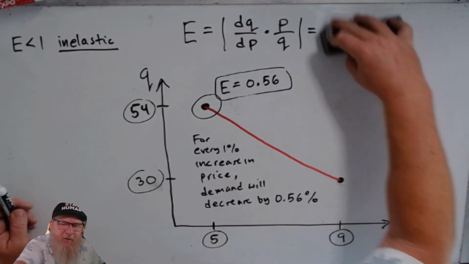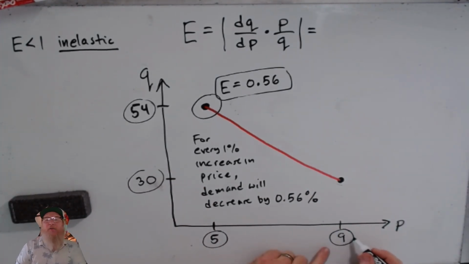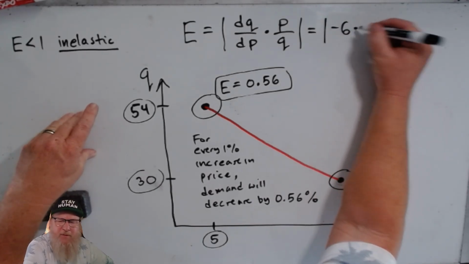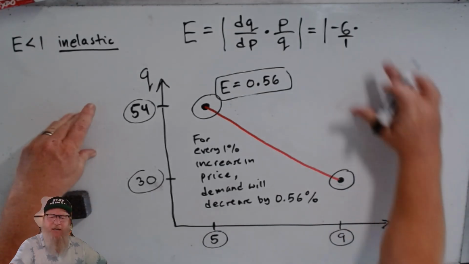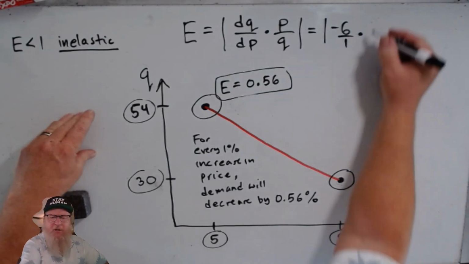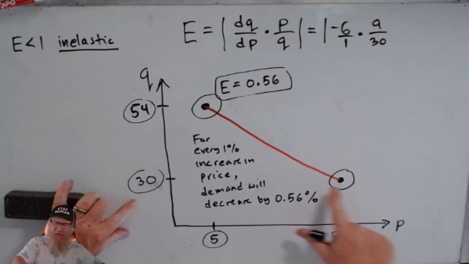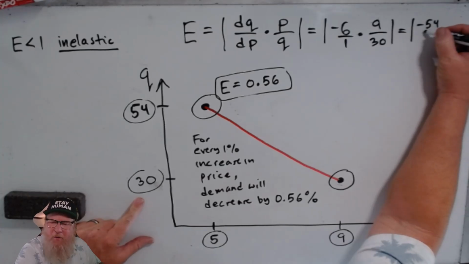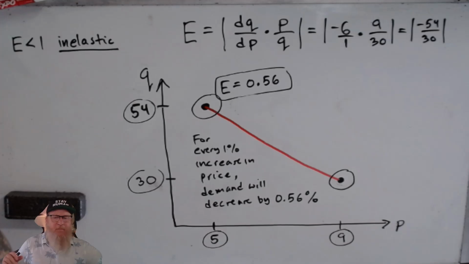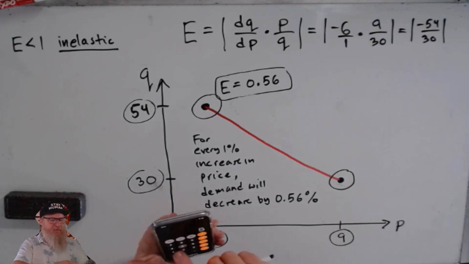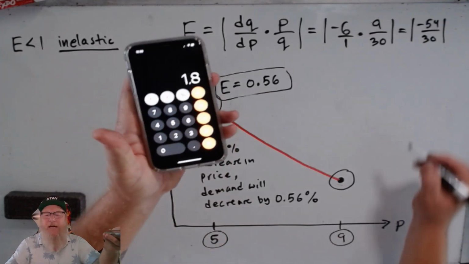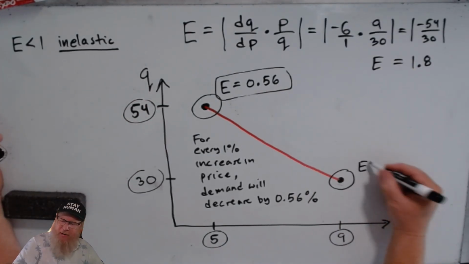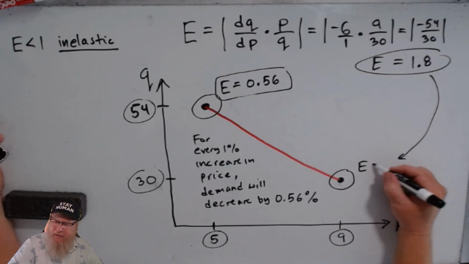Let's do the other price, $9. So now let's focus on this point here, $9. Again, I don't have to do the slope again. The slope is still -6 over 1, or simply -6, times P over Q, so 9 over 30. Yeah, the quantity for $9 is 30. That gives me -54 over 30. 54 divided by 30. You can just ignore the negative. Oh, that one's nice. That comes out to exactly 1.8. No rounding necessary. And so right here, our elasticity is 1.8.